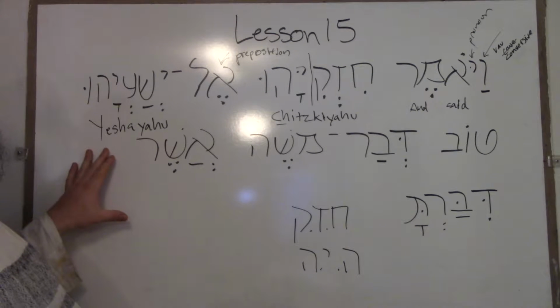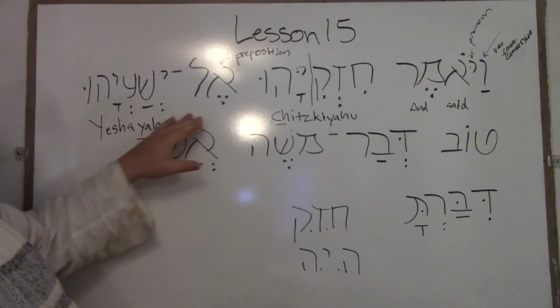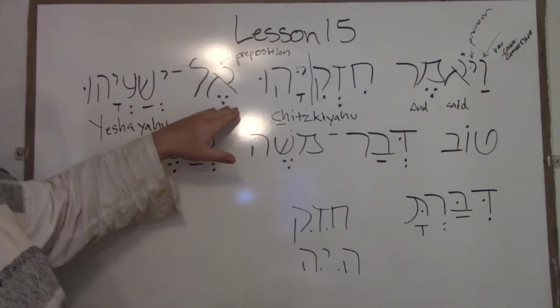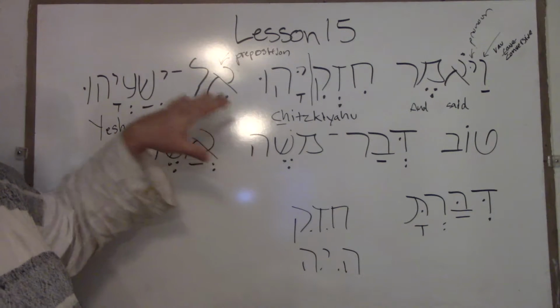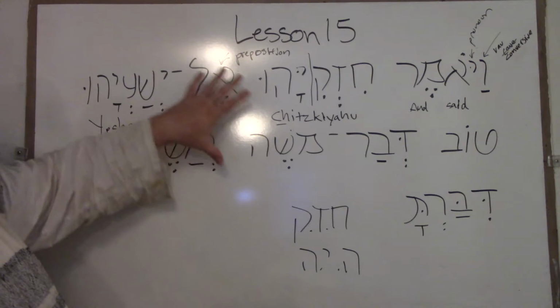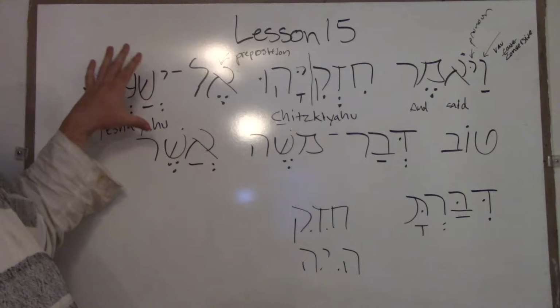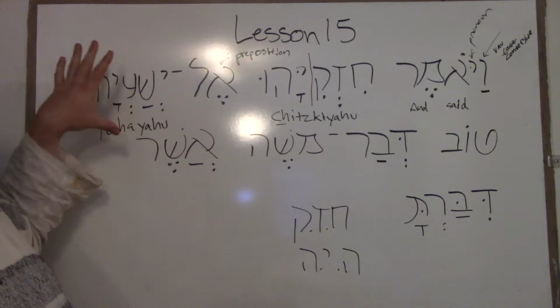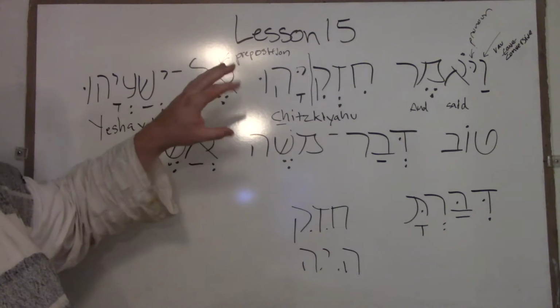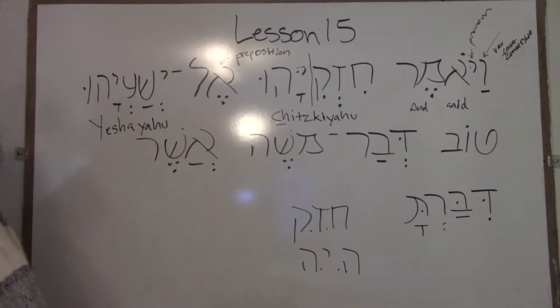So here we have Yeshayahu, El. We have to know that when we're looking at El and a preposition, this is the prepositional phrase. This is what we use in biblical Hebrew as the prepositional phrase. It's the preposition with the object. So the object and the preposition together create the prepositional phrase.